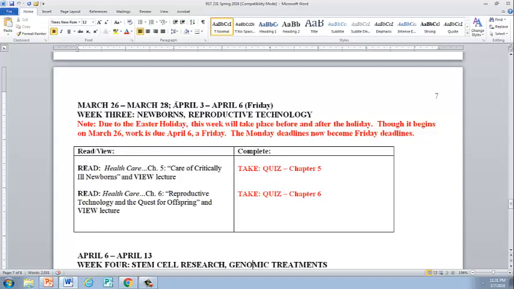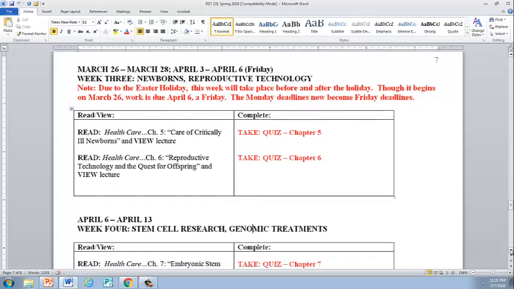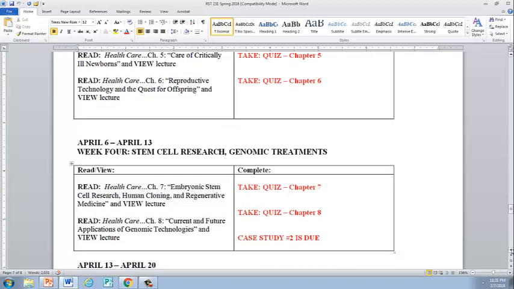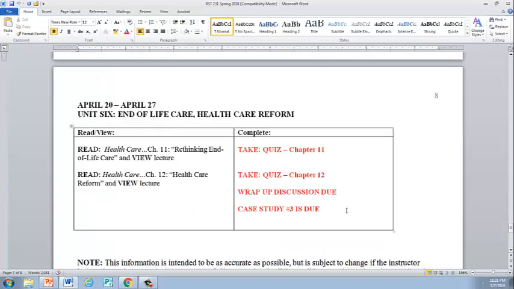Holy Thursday is also Passover, so I'm sure if you are Jewish, you'll be taking that holiday as well. Then we won't have anything due until the following Friday from when that Monday is, all right? So that's the way it's going to work out. You have 2 quizzes to take after reading the lectures, and then the following week we're back to another case study, and at the end of the course, your final case study, and there is a wrap-up discussion as well.